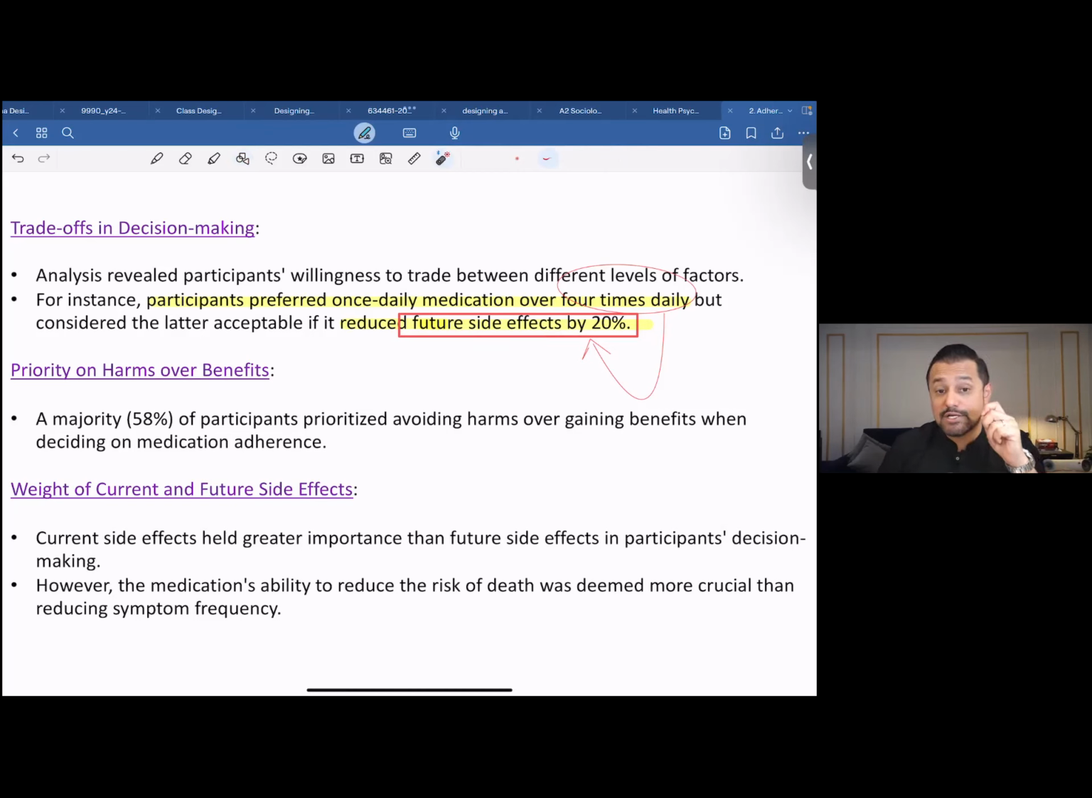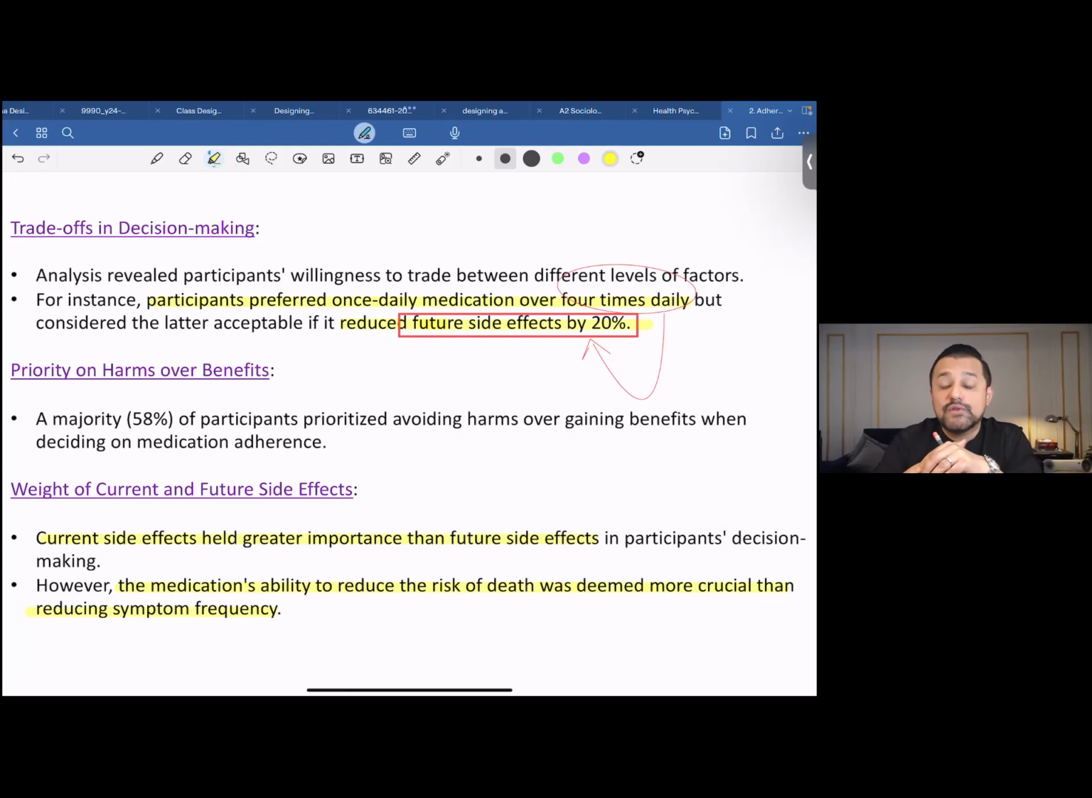A majority of participants prioritize avoiding harm over gaining benefit. So when you're taking medicine, you're trying to gain a benefit out of it, right? But all of these medications, they do have a side effect. So 58% of participants prioritize avoiding harm over gaining benefits when deciding on medication adherence. The next one, weight of current and future side effects. Current side effects held greater importance than future side effects in a participant's decision making. However, the medication's ability to reduce the risk of death was deemed more crucial than reducing symptom frequency.